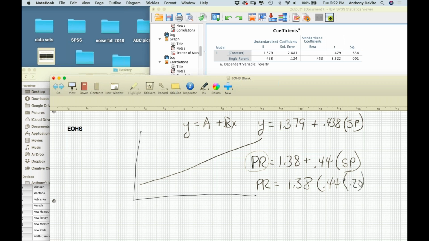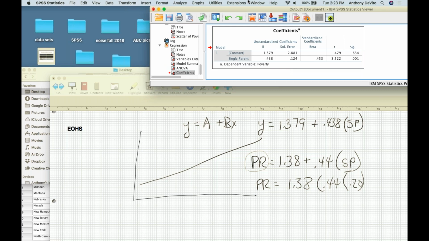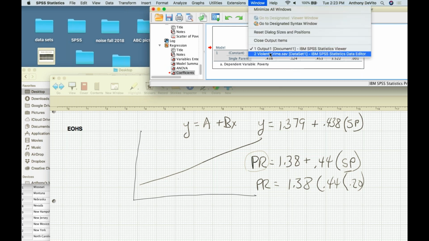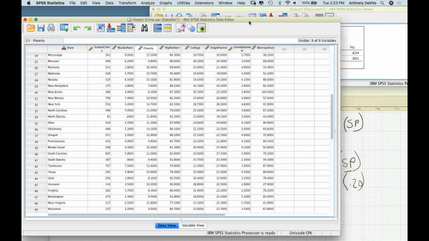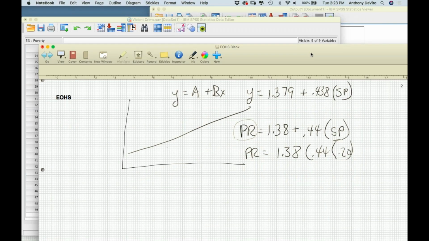0.20. I don't remember how these numbers look here. Let me go back to the data to make sure I'm using the same units. Let's see. Okay. So the single parent rate is not 0.20, it's 20, right? And the poverty rate is also a number like that. I want to use the same units as we did before. 20%, not 0.20. Okay, 0.44 times 20. So what do we predict the poverty rate in Puerto Rico to be? 1.38 plus 8.8. Am I right about that?